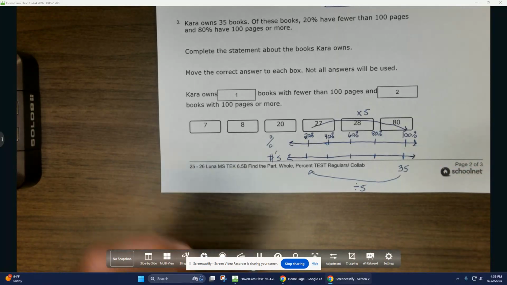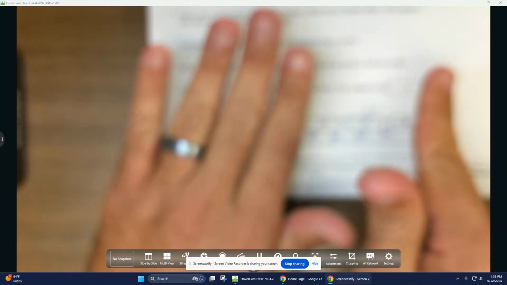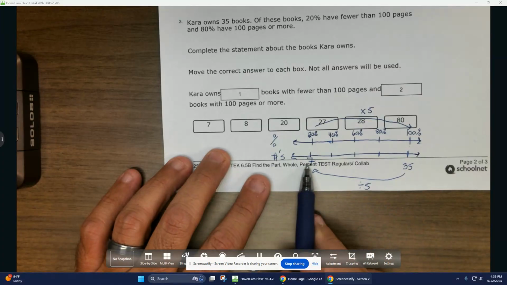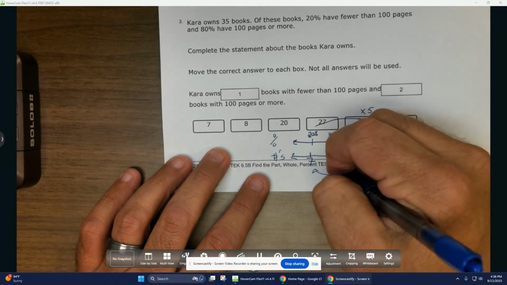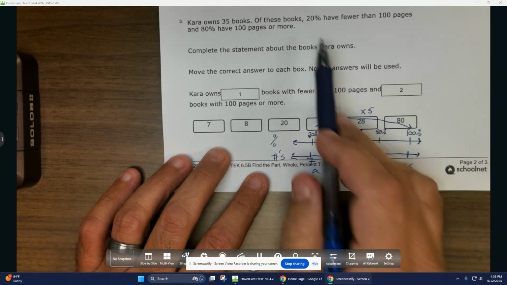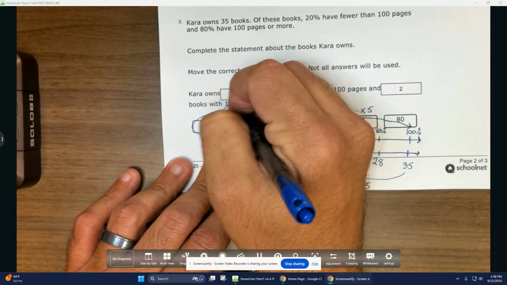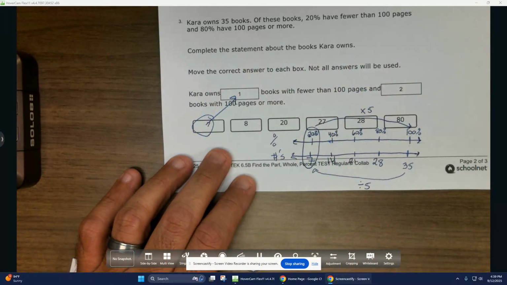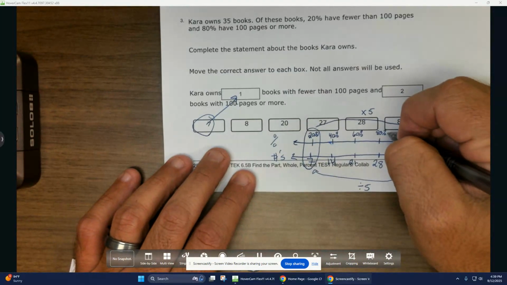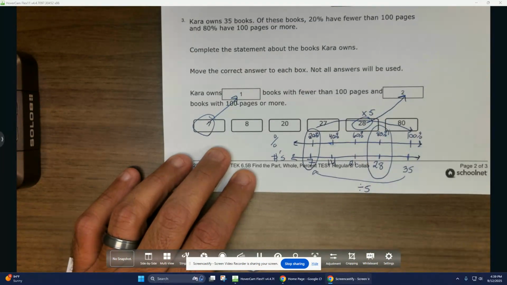35 divided by 5. 5, 10, 15, 20, 25, 30, 35. Oh, how many fingers? 7. Well, guys, look, there's my pattern. I'm going to count by 7s. Well, the first question says 20%. 20% is 7. That's your first answer. The second question says 80%. 80% is 28. That's your second answer.